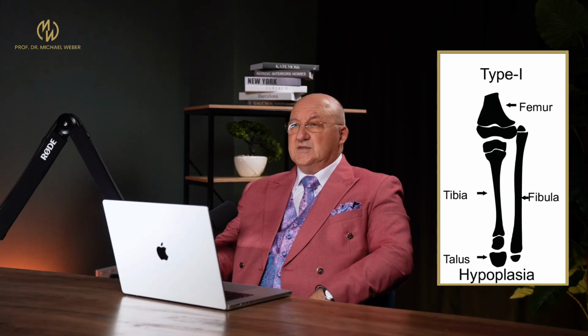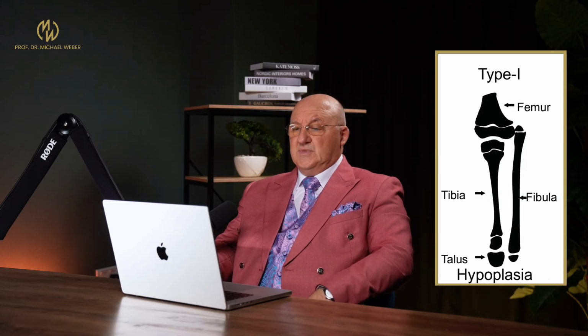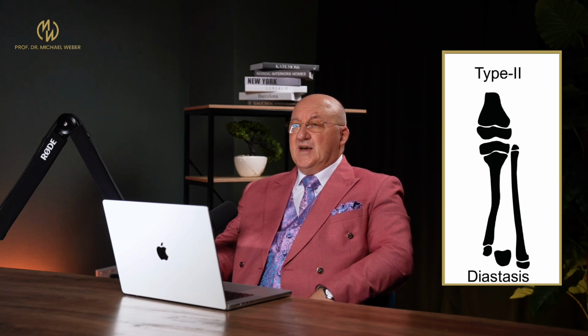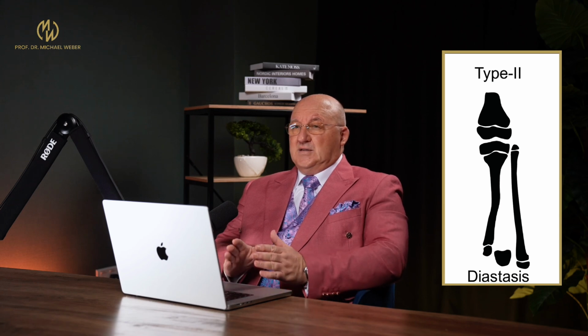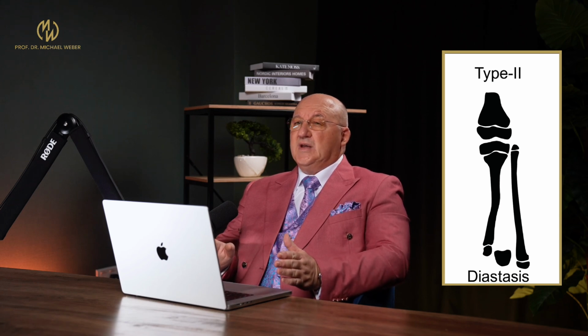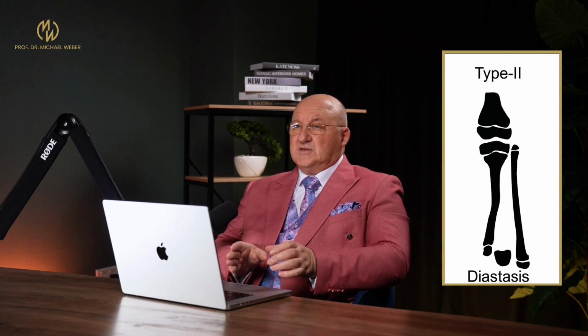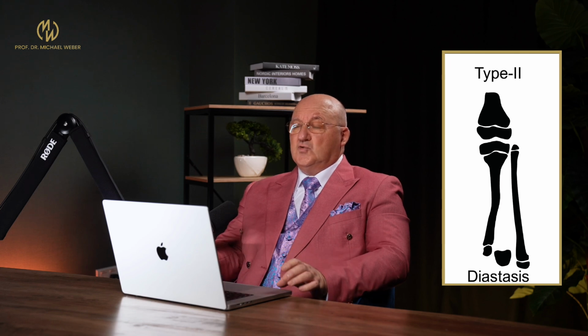The type 1 is the so-called hypoplasia. That means only the tibial bone is a little bit reduced or more or less reduced in the size. In the type 2, there is a diastasis. That means dislocation of the foot between the two bones of the fibula and the tibia. That means the foot is switched in between these two bones.